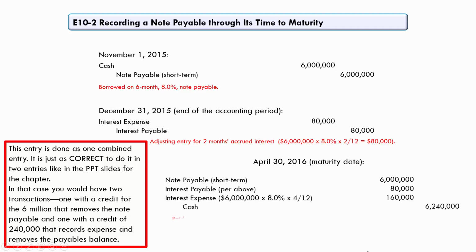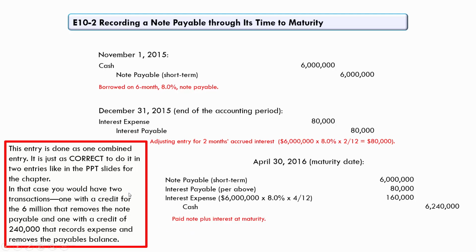And then at the maturity date, you can either record this as 2 entries or you can record it as 1 entry. I think many of the other versions of this we have had 2 entries. If you did 2 entries, it would be a debit to note payable and a credit to cash of $6 million. And then it would be a debit to interest payable of $80,000, a debit to interest expense of $160,000, and a credit to cash of $240,000. If you combine it, it's this way, which is right here.